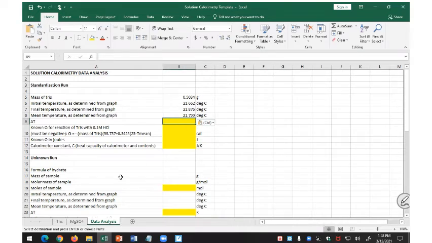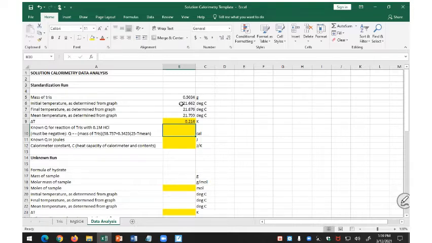How do I calculate delta T? Final minus initial. So delta T equals final minus initial. All right. And is that final minus initial? Oh, I did mean minus. Okay, so this is going to be fine. That did look a little small. Final minus initial, 0.214. Okay.